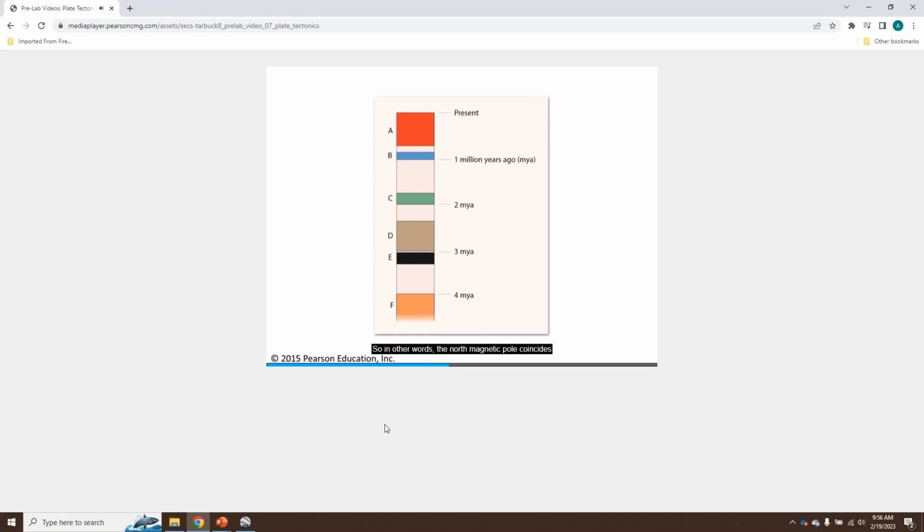So in other words, the north magnetic pole coincides with the north geographic pole. The periods of time when that was not true are colored here with sort of a neutral color. That's when the needle on a compass would have pointed towards the south geographic pole instead.